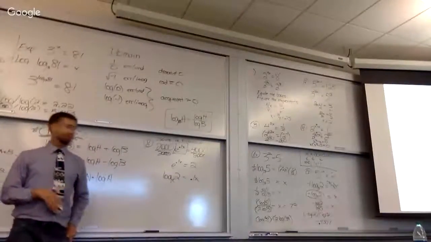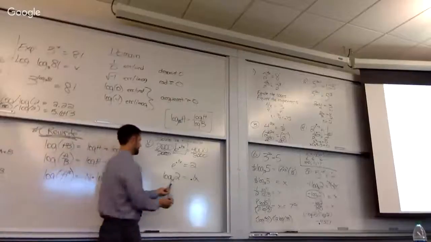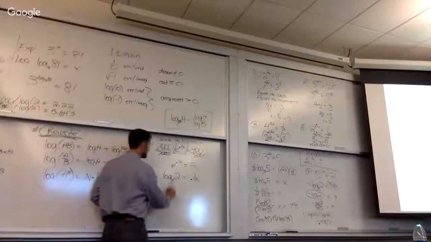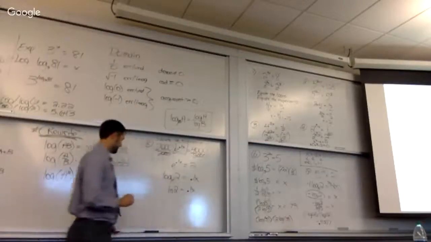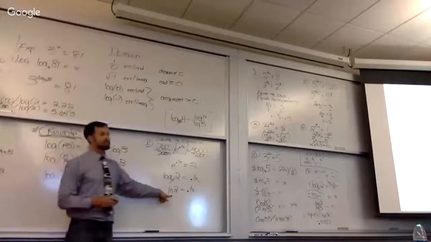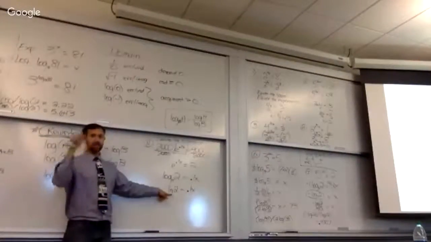And by definition on your calculator, what is log base e? It's just ln. So you can just write ln 2 equals 0.1x. So ln 2 you can just type into your calculator directly. You just type ln 2.